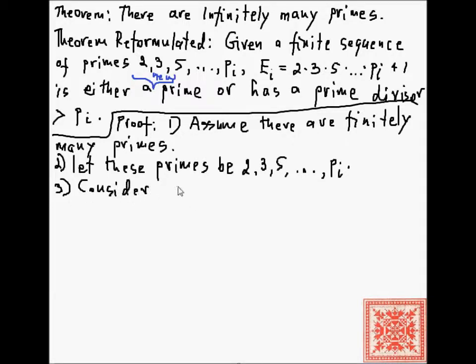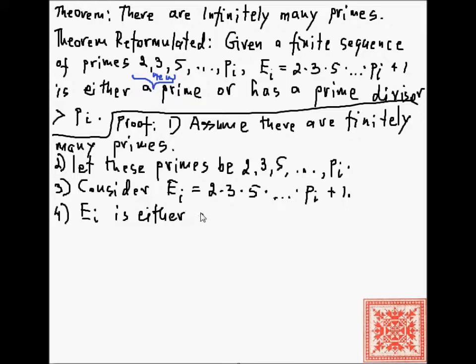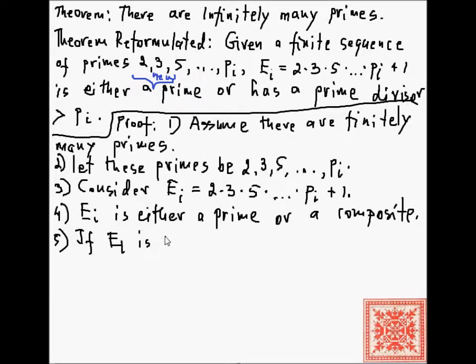So consider E sub I. This is the ith Euclid number, which is equal to the product of these primes, 2, 3, 5, up to p sub I, plus 1. Right? Then there are two possibilities for this number. E sub I can either be itself a prime, or if it's not a prime, then the only other possibility, since it's a natural number, is that it is a composite number. It's a product of two other numbers, neither of which is equal to 1.